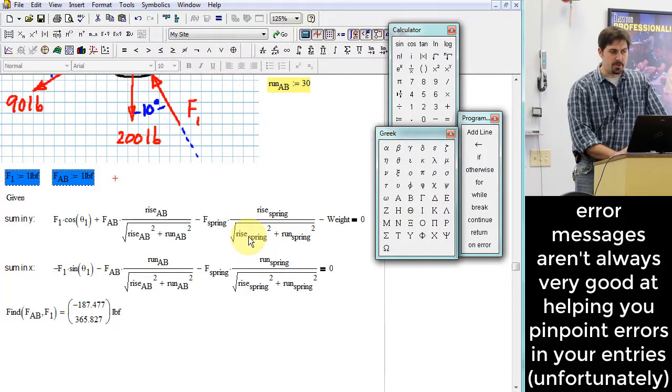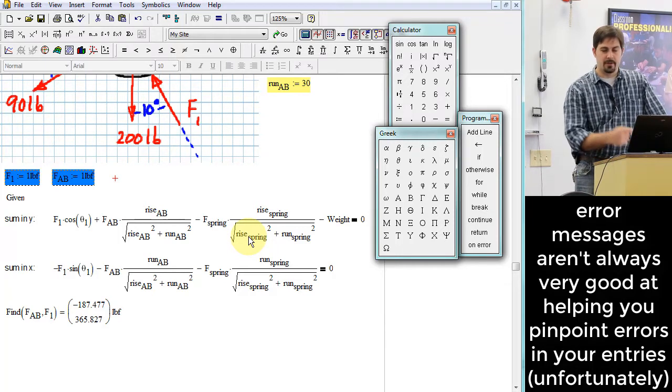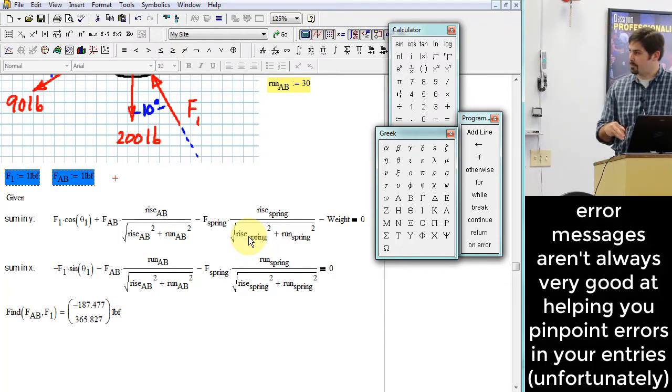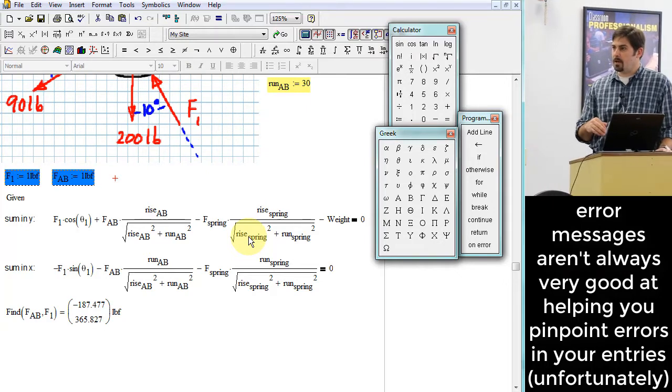Probably won't be able to troubleshoot it completely from up here, but be happy to get with you and try to look at what's going on after we're through with this. Other questions? Yes.